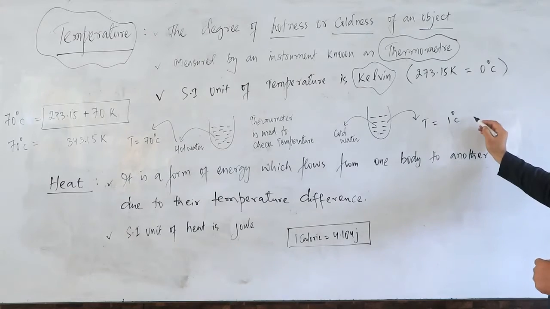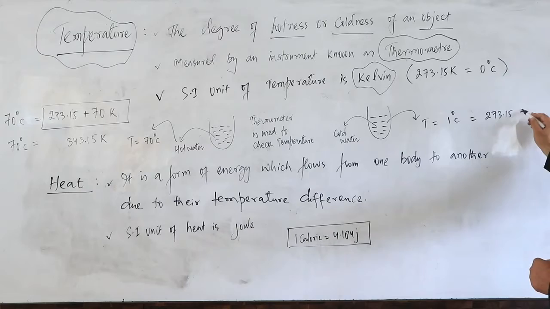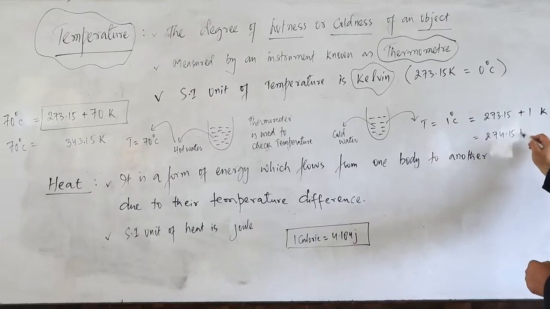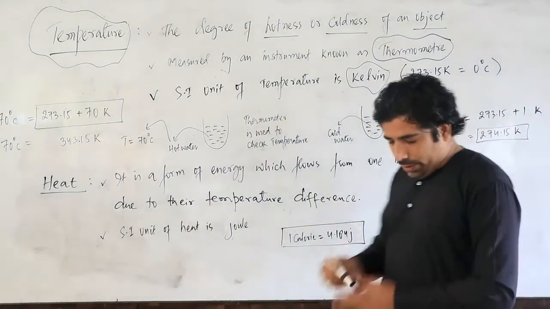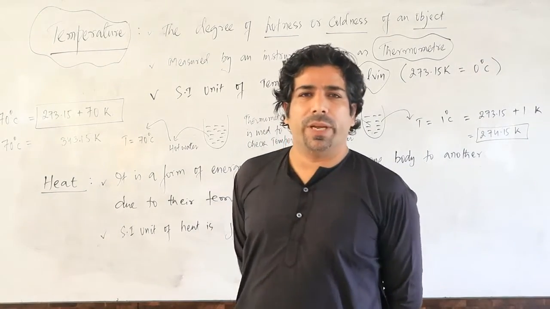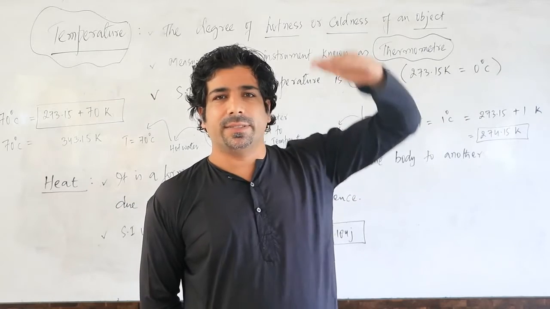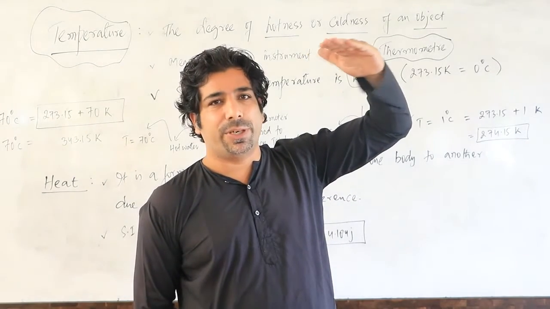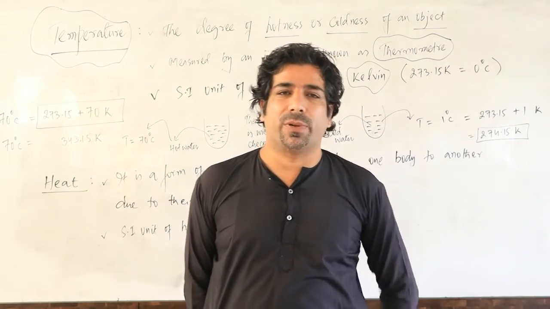So let's convert it into Kelvin. It's 273.15 plus 1 degree Celsius. So it will become 274.15 Kelvin, my dear friends. Look here, if you put the thermometer in hot water and the mercury level has risen and stopped at the 70 calibration, then understand 70 degrees Celsius is the temperature of that particular water.